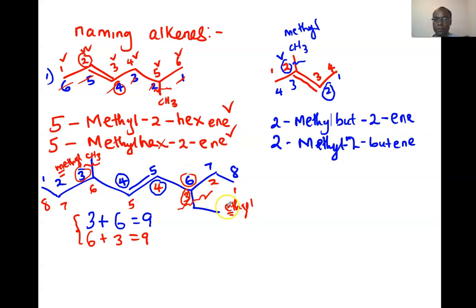We are going with the alphabet rule because the position of the double bond did not help. There was a tie. Position of substituent did not help. There's a tie. Now we're going with the alphabet rule. So E comes before M. So the red numbering is correct. The blue numbering is wrong for this molecule.